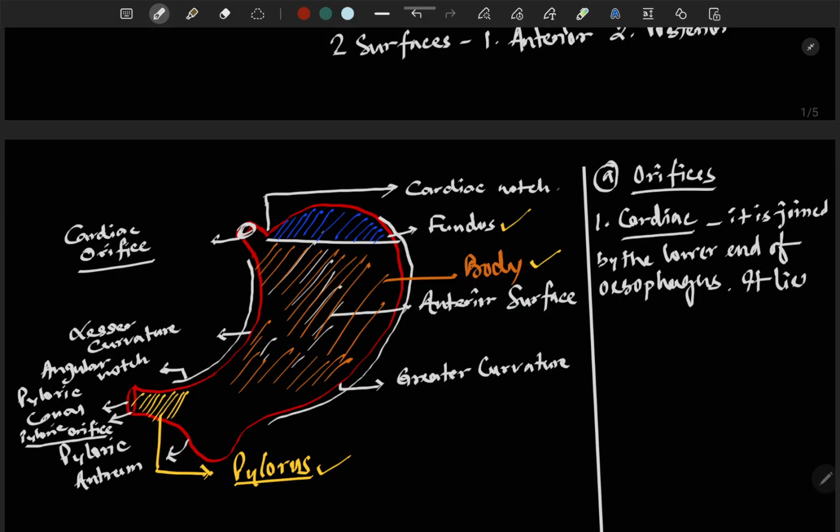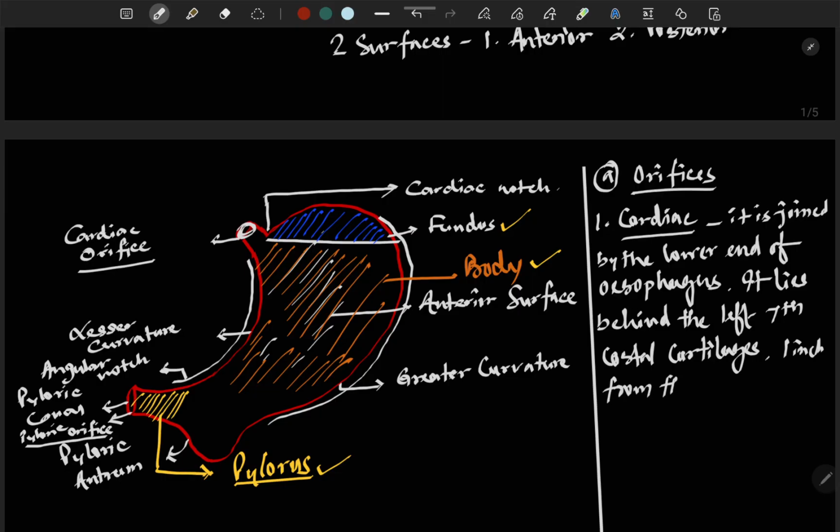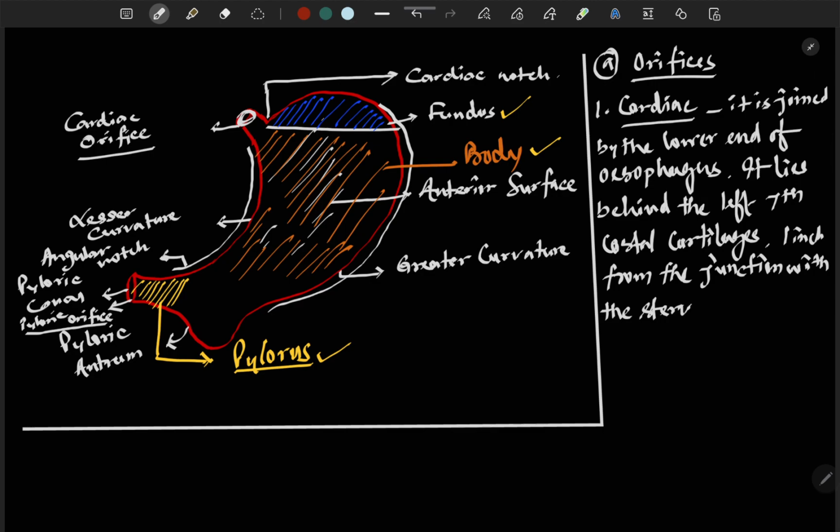Okay, it lies behind the left seventh costal cartilages, 1 inch from the junction with the sternum, at the level of T11 vertebrae.